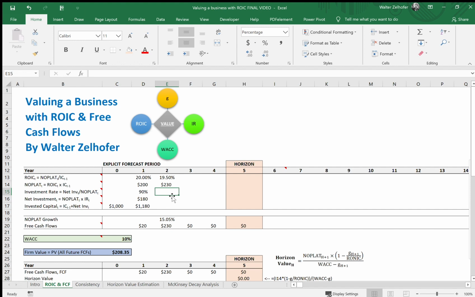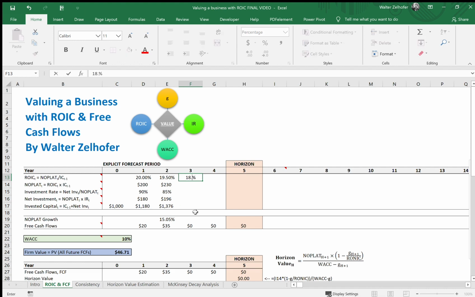And let's suppose that, as we're getting older and we're no longer a startup company, it becomes harder and harder and harder to find investment opportunities that are profitable and worthwhile doing. So let's say that this is 85%. 85% of this $230 will be added back into the firm to help it grow. This represents the net investment, which again is the change in the invested capital from one period to the next. So the invested capital is going to increase by 196. All right, so we have now created the first 2 years of running our hypothetical business here.